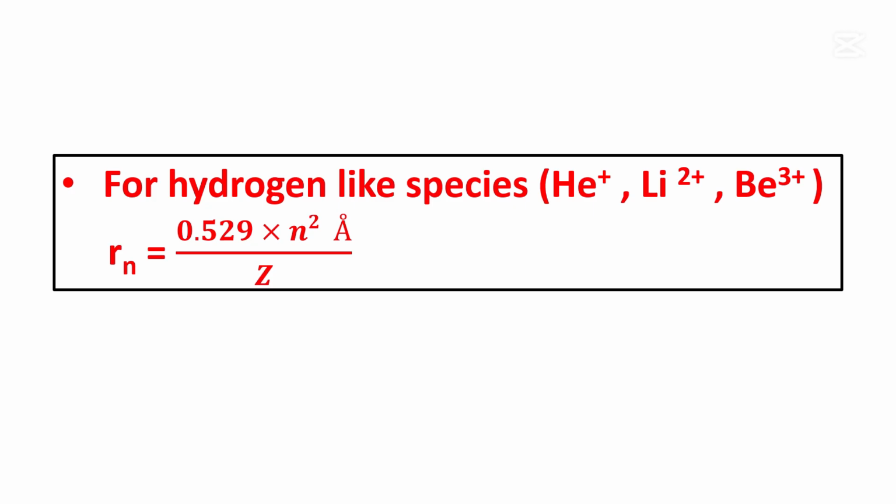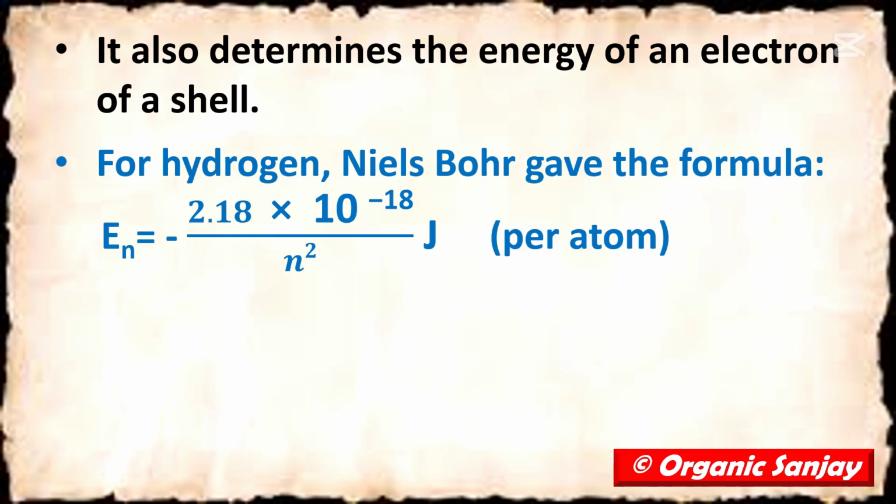Similarly, for other hydrogen-like species, that means single-electron systems like helium plus, lithium 2 plus or beryllium 3 plus, we can find the radius of a particular shell by using the similar equation 0.529 into n square by Z, where Z means the atomic number. We can also find the energy of an electron of a particular shell with the help of the quantum number.